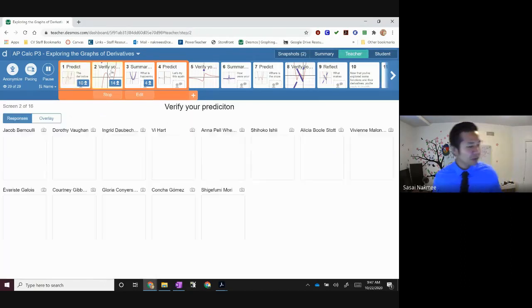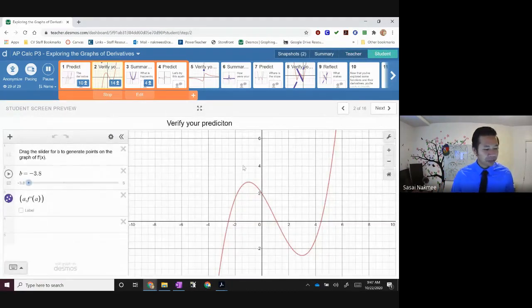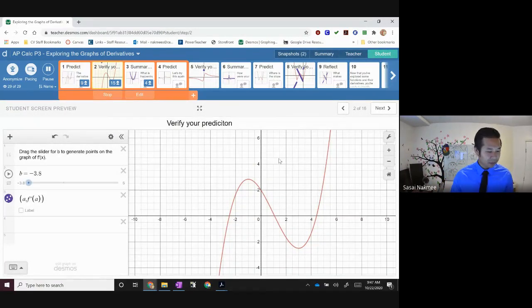Interesting. All right, so let's go over to slide 2. Verify your prediction. They make it so that it actually graphs the derivatives for you at each of these individual points. So you can slide this along here and you can see what the derivative value actually is at these specific points.